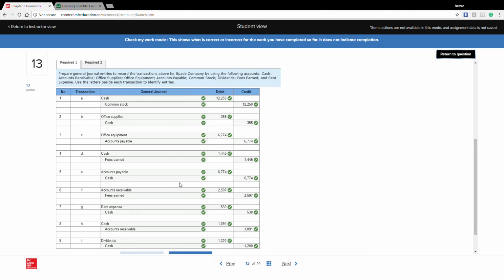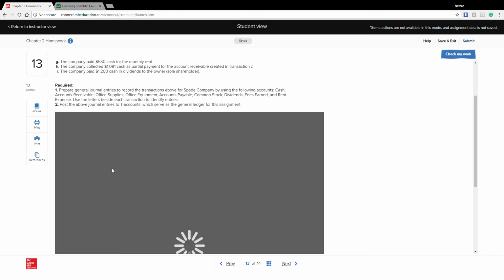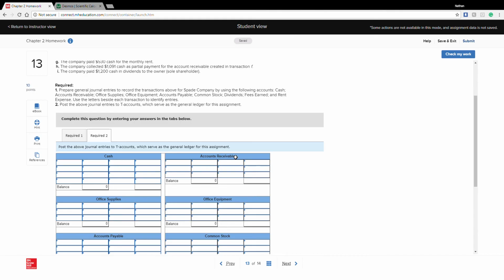So what you would love to do is simple as this. Once you've done this and you verified all these are correct, remember we have to put these in our T account. So what you probably want to do is go ahead and take a picture of the general journal. And when you do that, you can then go off of that picture instead of going back and forth. So again, we must return to the question, exit out of that, go to required two.